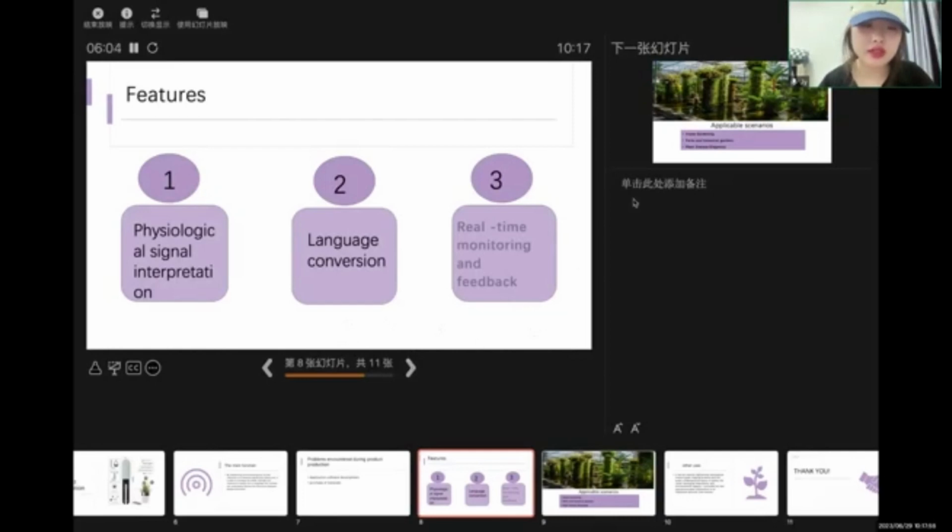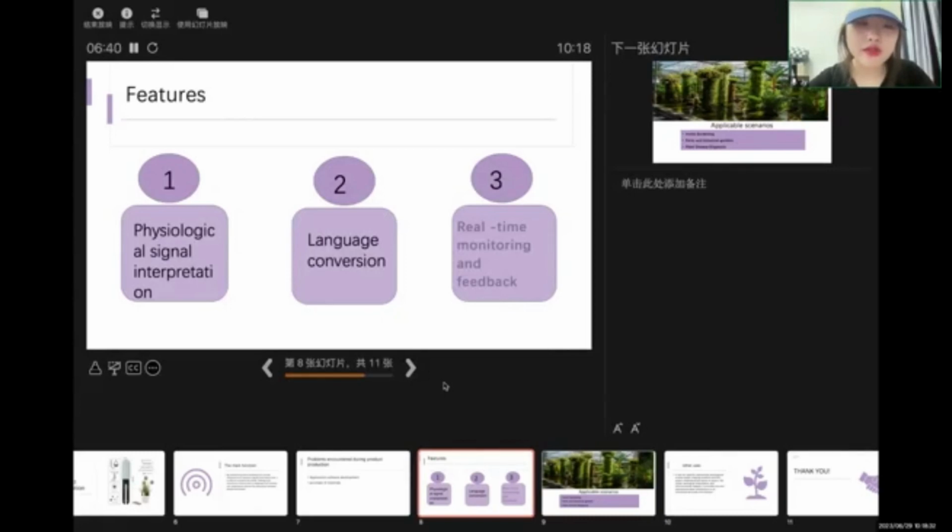The second key feature is language translation. What does language translation mean? It means that the intelligent plant translation system translates the interpreted physiological signals into a form of language or data that humans can understand. This allows plant information to be more intuitively understood and applied, facilitating communication and interaction between humans and plants.